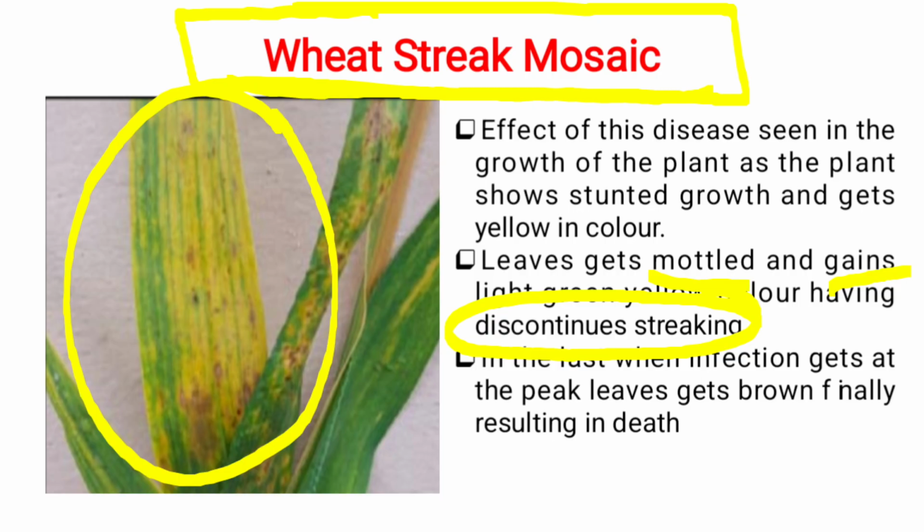In stripe rust, there is striping between the veins. However, in the case of wheat streak mosaic, the characteristic symptoms appear as streaking, right? And the infection generally peaks when the leaves turn brown after this yellowing in the form of stripes, and finally it results in the death of the plants, and the effect is more pronounced as the plants are also stunted, right? As a result, the productivity or the yield of the plant is affected adversely.